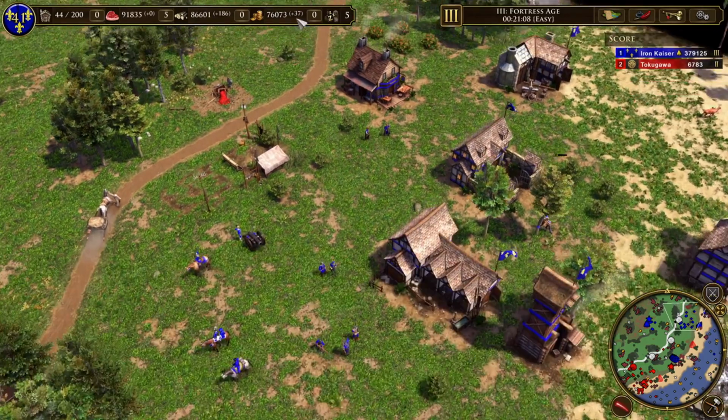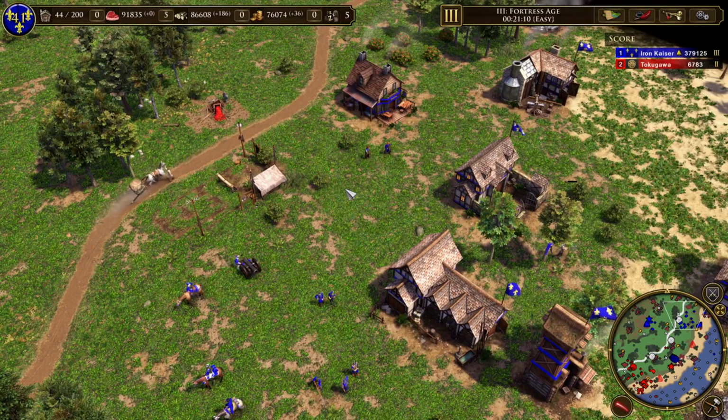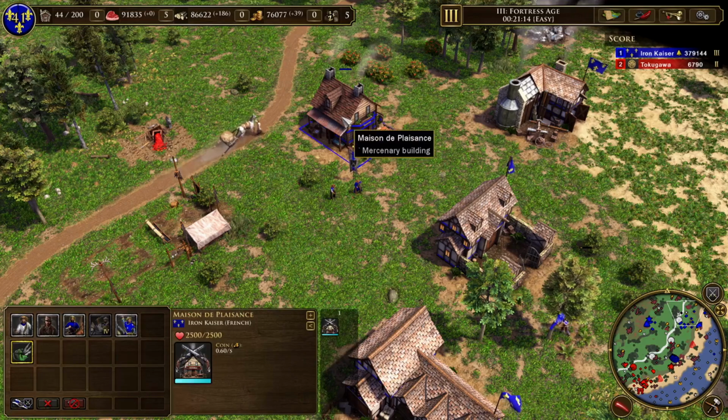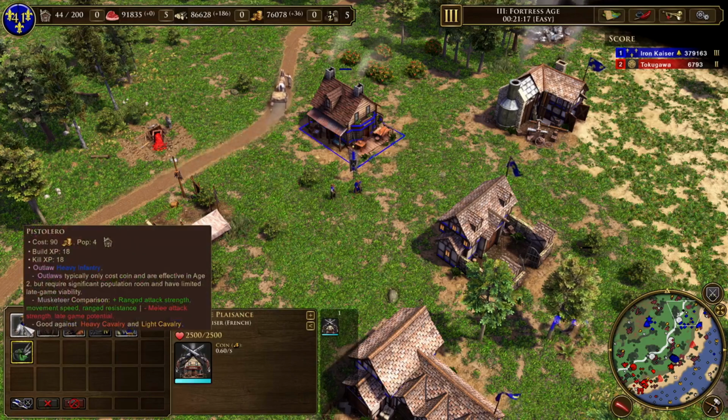A pretty neat mod. It also updates the information of the various outlaw and mercenary units. So, for example, we have up here the pistolero. Before, it was just telling us it's an outlaw armed with a pistol. Now you can see it is a heavy infantry unit. I give a brief little blurb about what outlaws typically do, how they work. You get a comparison to the musketeer.